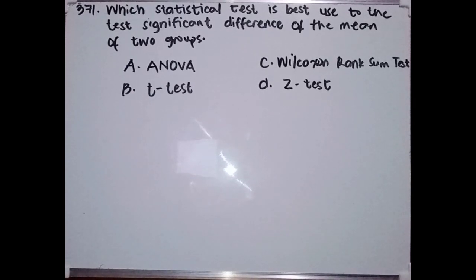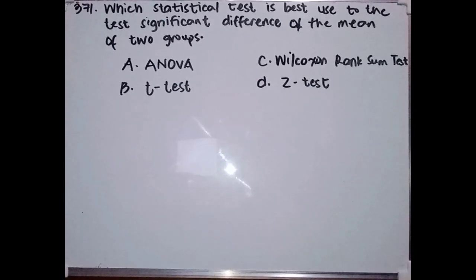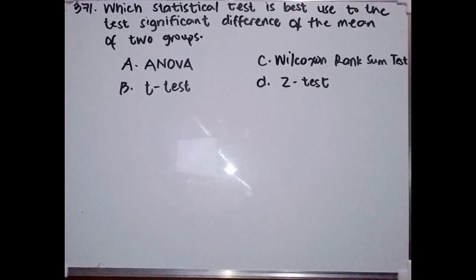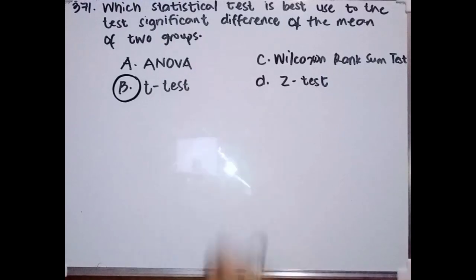371. Which statistical test is best used to test significant difference of the mean of two groups? A. ANOVA, B. T-test, C. Wilcoxon rank sum test, D. the z-test. So the answer is t-test. Why? Because t-test is an inferential statistics used to determine if there is a significant difference between the means of the two groups and how they are related. So the answer is letter B.